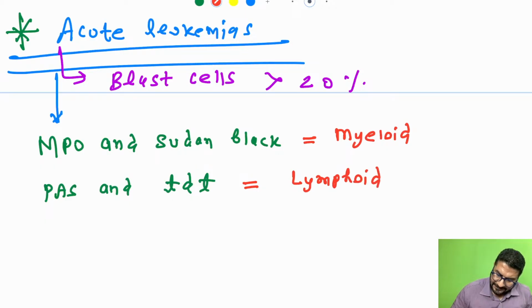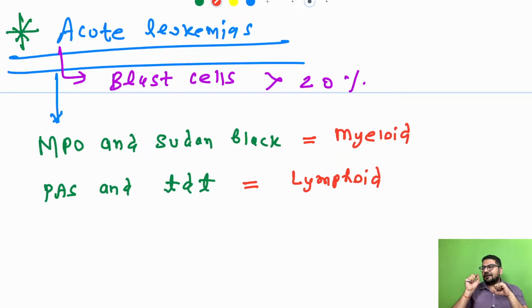Listen to me carefully, because this is the point where students make mistakes. What mistake do they make? They see an old man and say chronic leukemia, see a young patient and say acute. It doesn't work like that. So this is the wrong way to solve MCQs. Understand this: old people can also have AML, they can even have ALL. So you have to see blast cells more than 20%.